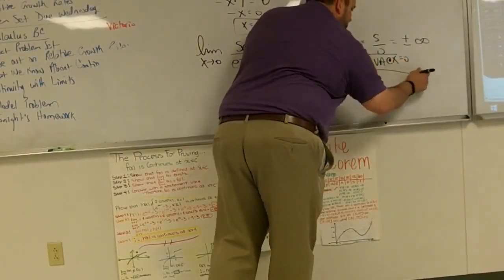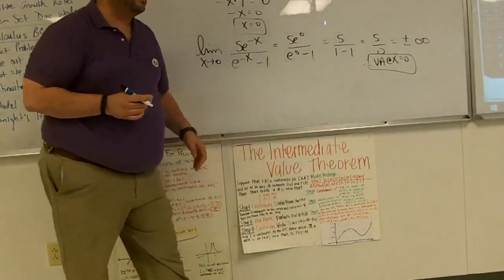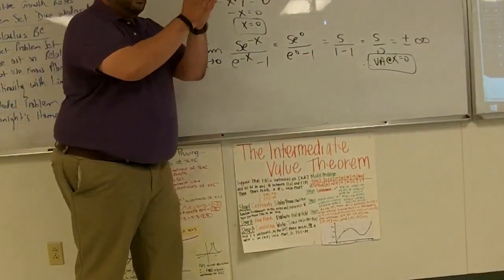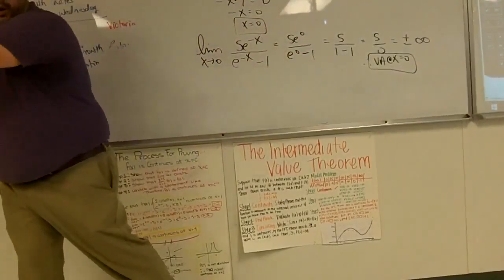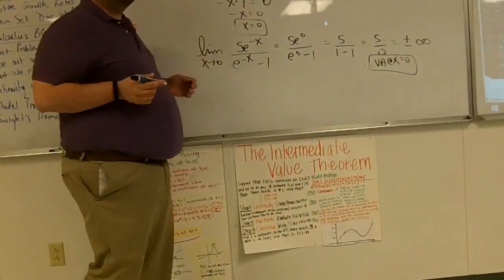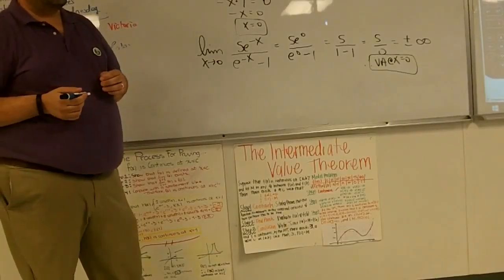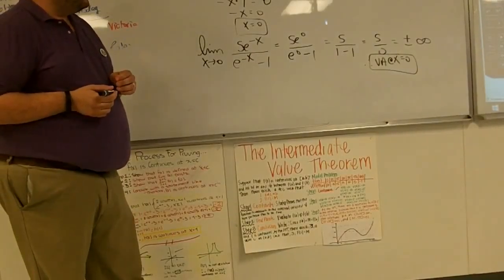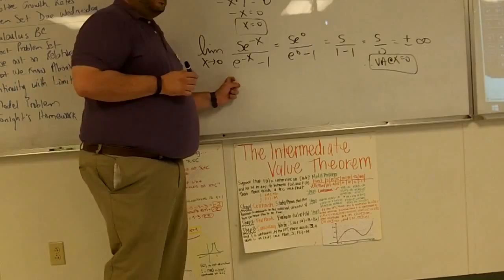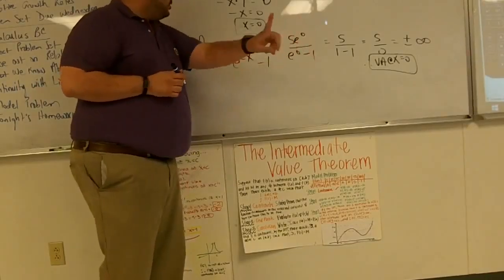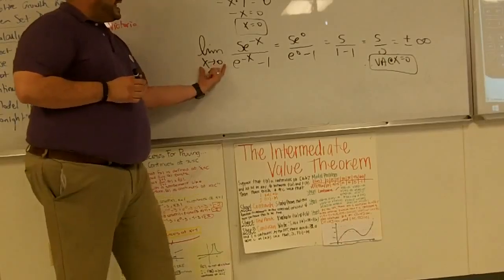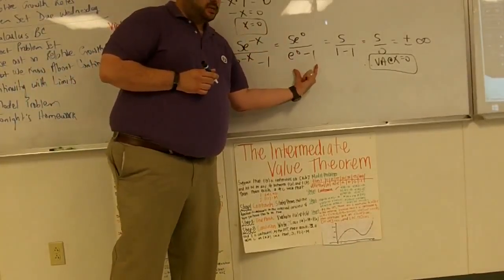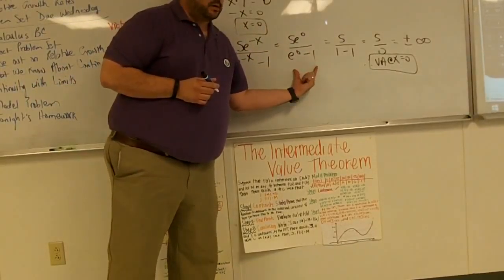Janaea, is it possible that it's a hole at x equals 0? No. Right, it is either a hole or it's a vertical asymptote. Jasmine? Why didn't we have to write the limit the whole way? Great question. Once you get to the plug-in part, you don't have to write it anymore.